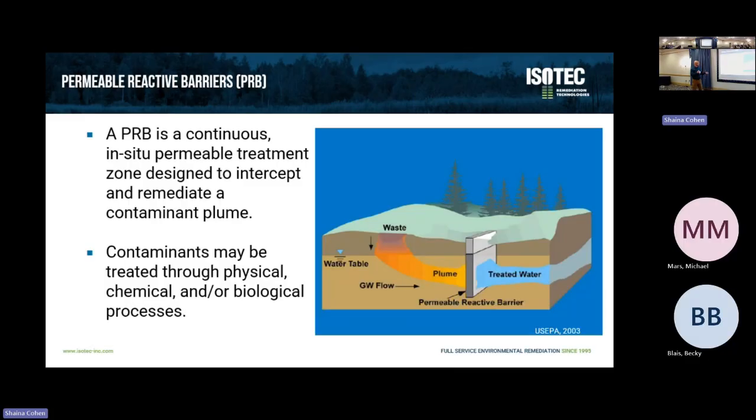We've got some kind of source, we've got a groundwater plume, and we've created this PRB, which we want to be that line in the soil, where on the other side of the PRB the groundwater is treated and there's no, or very little, contamination flowing through.